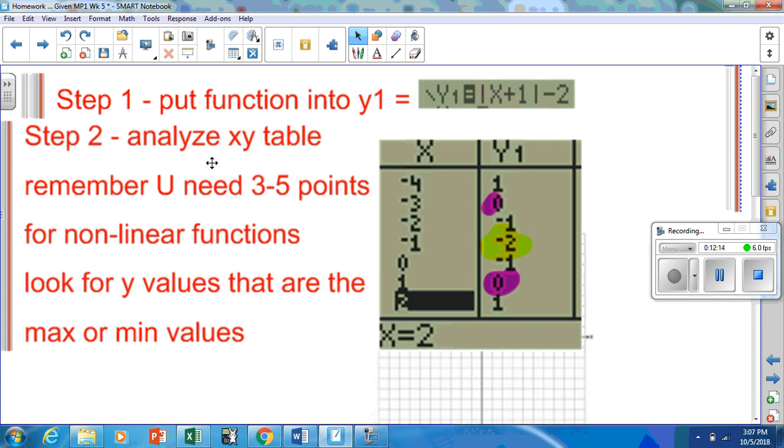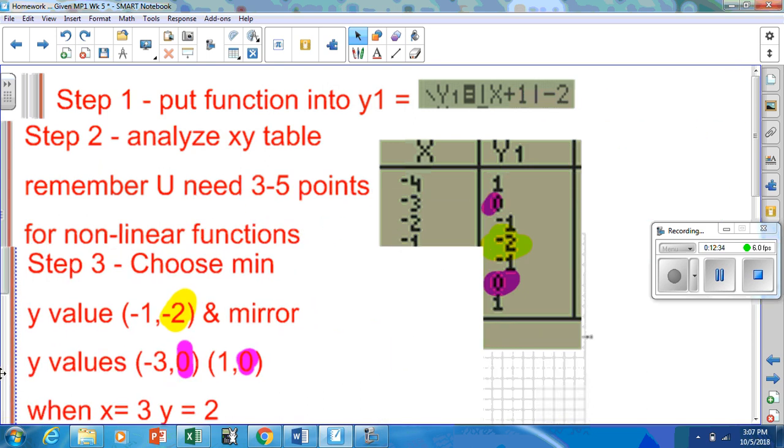Now we got to analyze the xy table. Again, this is a nonlinear function. We're looking for y values that have a max or min. So here we see our minimum value. The lowest y we have is negative 2.